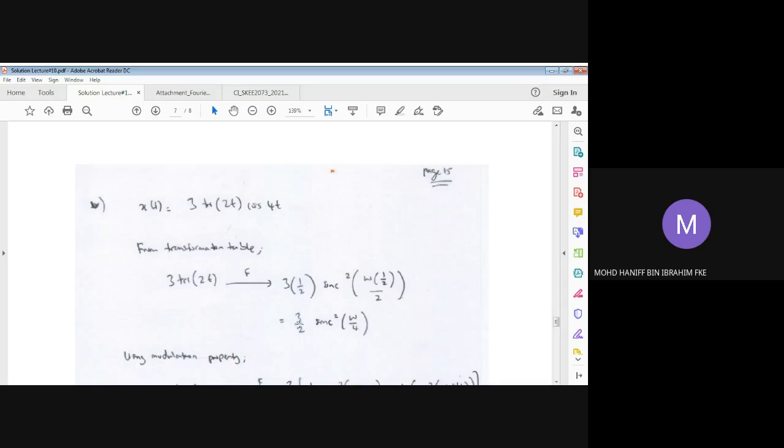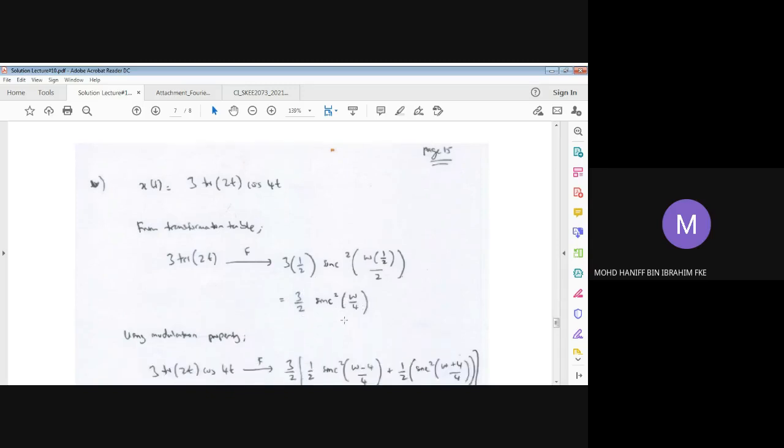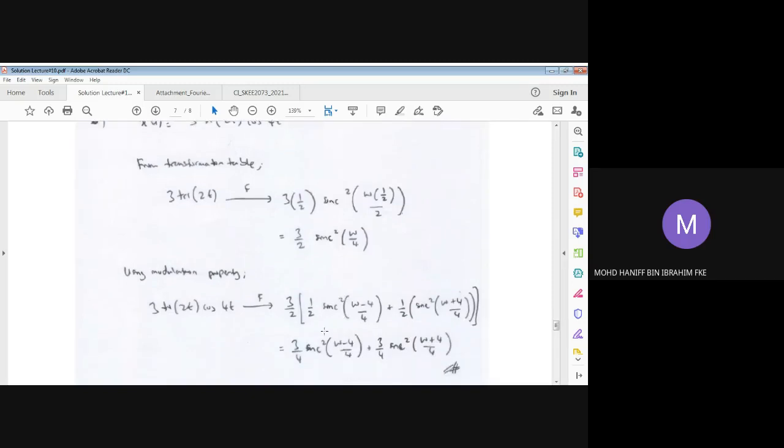So basically we're going to get 3 over 2 sinc squared of omega divided by 4, and by applying the modulation properties we end up getting this. Remember, this is the basic term to be applied. When we have a multiplication with the cosine of 4t, all of these terms need to be shifted by 4 units to the right and 4 units to the left as shown here. So we have half X of omega minus omega naught plus half X of omega plus omega naught. This is the result of modulation. Finally, we get this equation as the final Fourier transform for this signal.